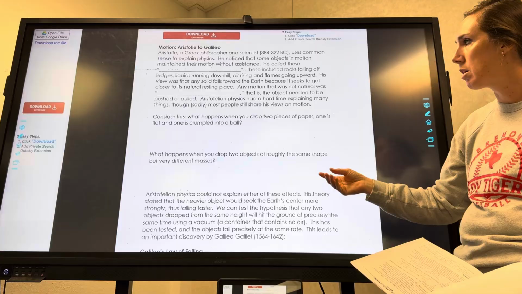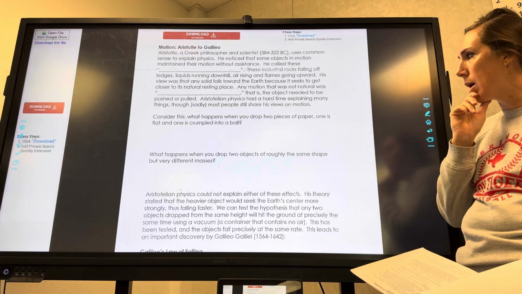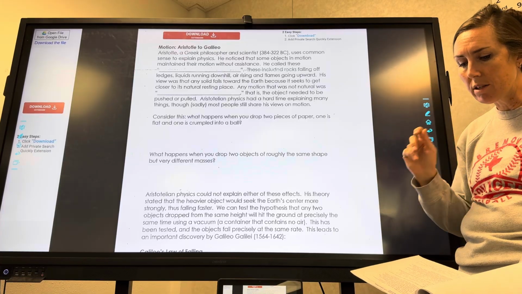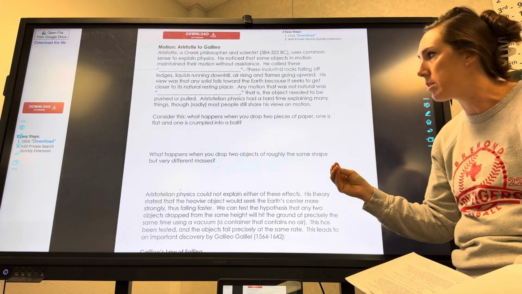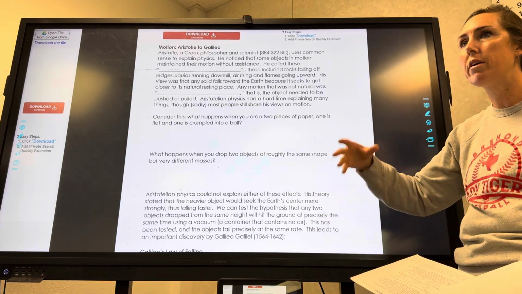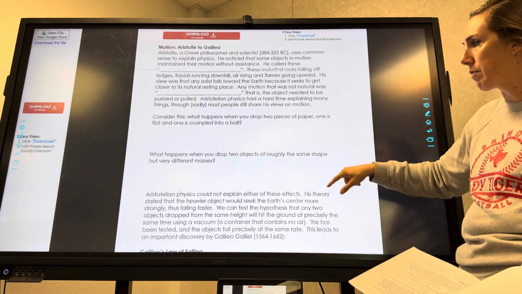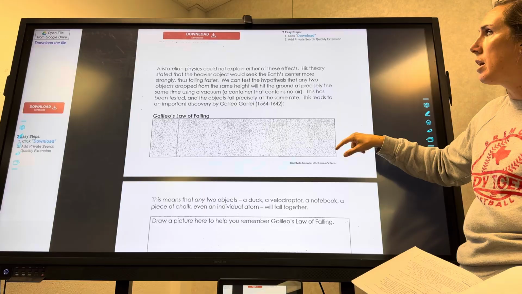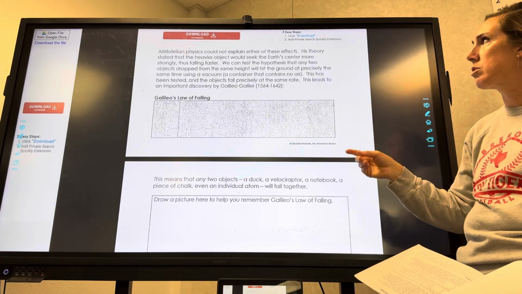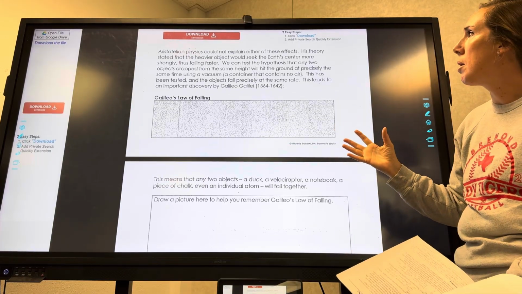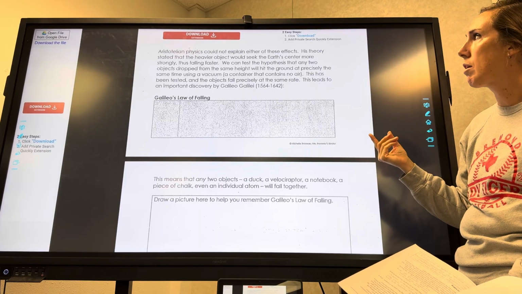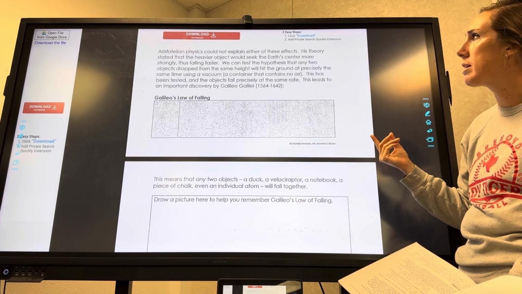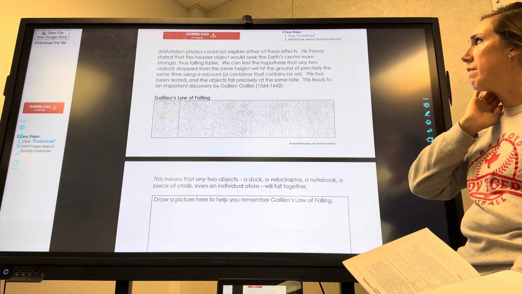Also, what happened when you dropped two objects of roughly the same shape but very different masses? So even with different masses, they both hit the ground at approximately the same time. You would have to get very high to see a difference. Okay? Now, Aristotelian physics could not explain this, but they did say we can test this hypothesis that any two objects dropped from the same height will hit the ground at precisely the same time when using a vacuum.